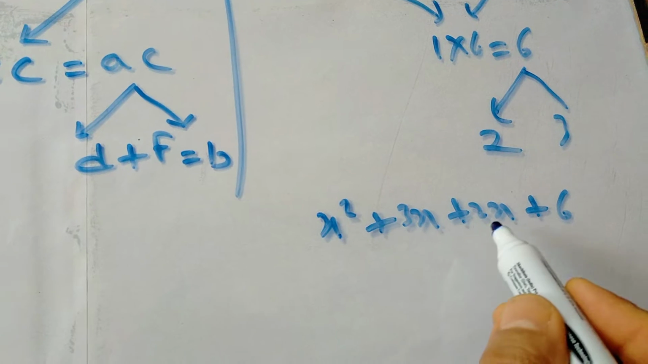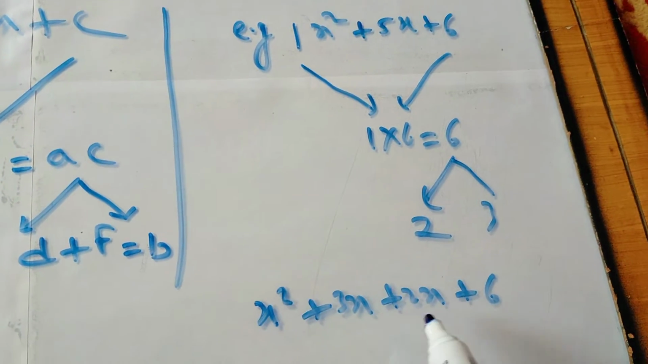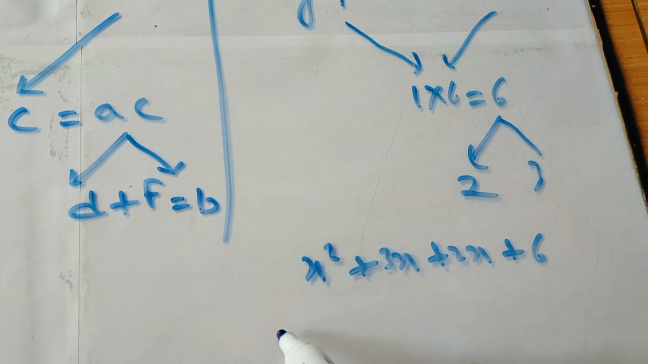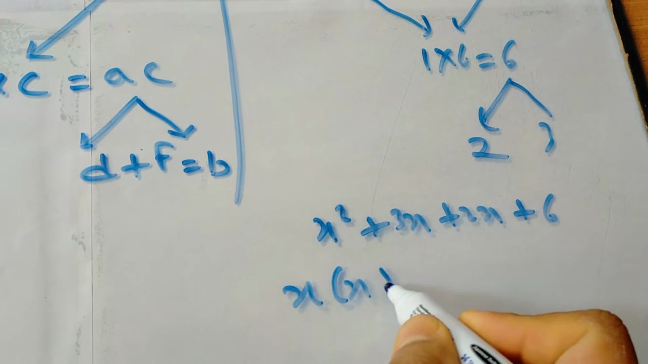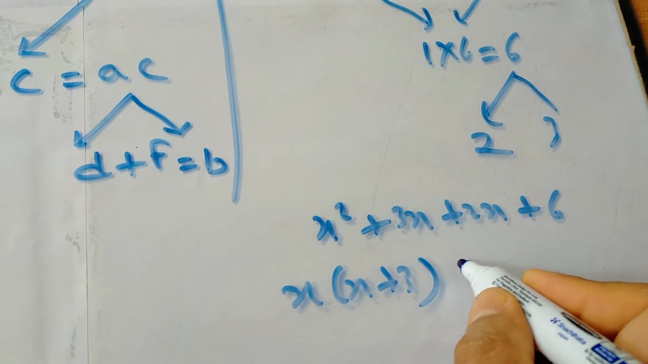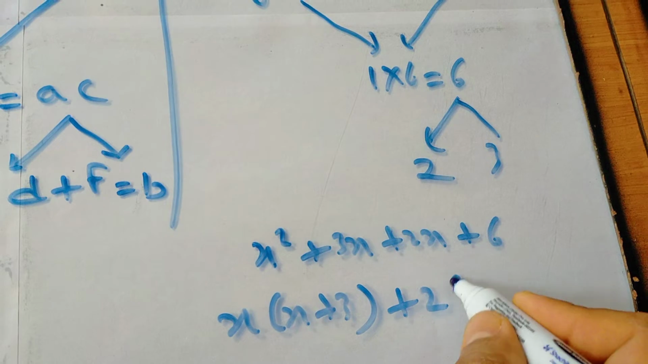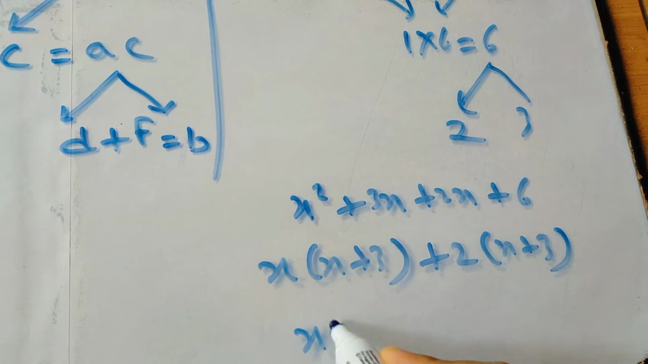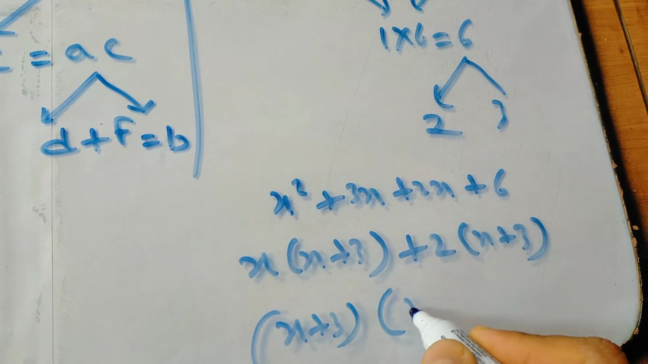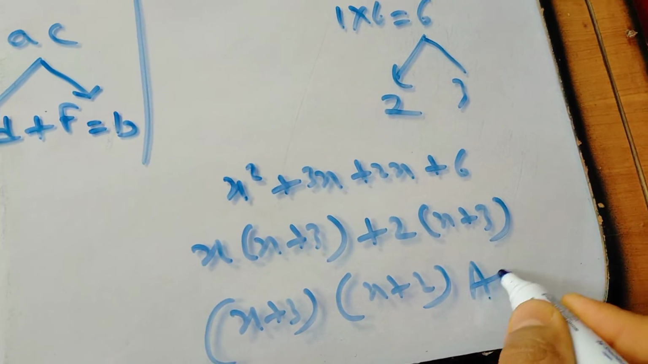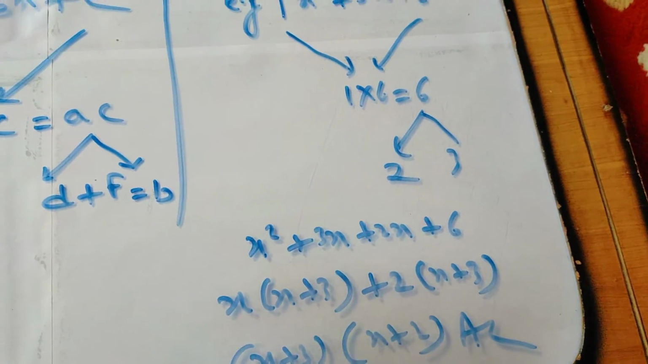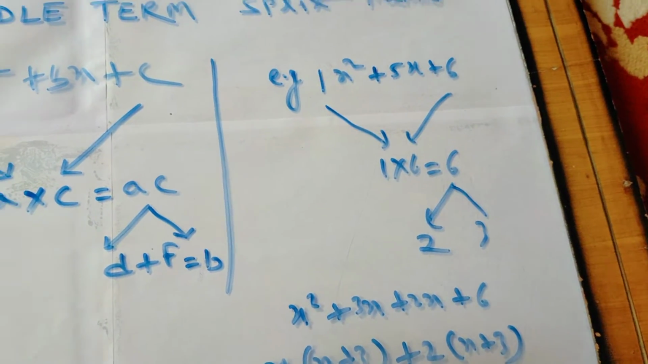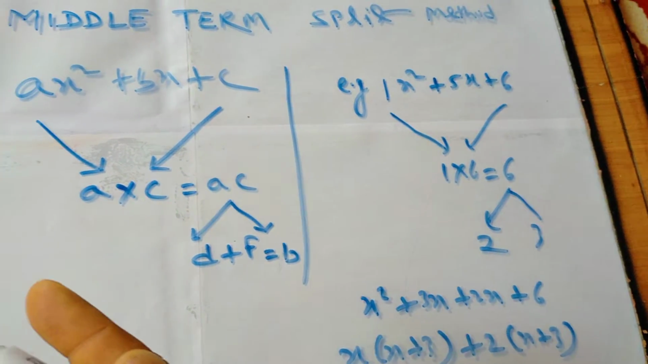Now it has 4 terms, isn't it? So grouping is required. x is common, and from the other pair 3 is common. Here you will take 2x plus 3. Now overall, (x plus 3) into (x plus 2). This is the final answer to solve this type of question. So try to get the idea from this concept.